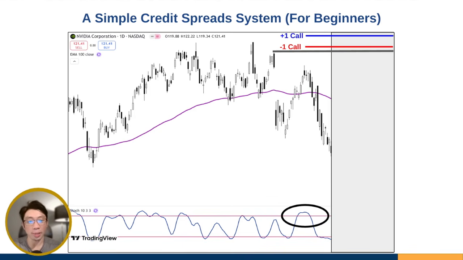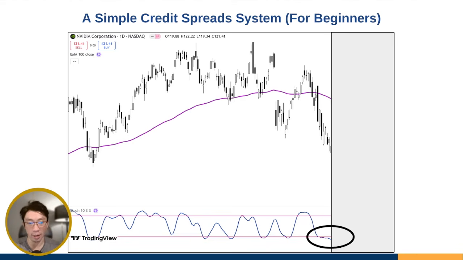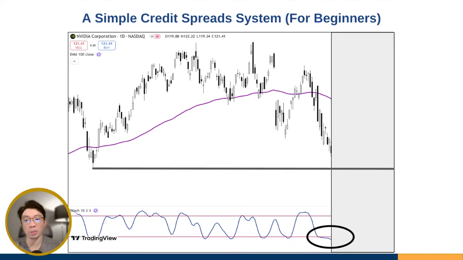So now that the market has come down, you notice what happens to the condition of the market. The stochastic is now saying that it's oversold. So now we can actually try and place a bull put spread. So same thing as well. So take a look at the oversold signal first. Once it's oversold, identify the previous support level. So previous support level is somewhere down here.